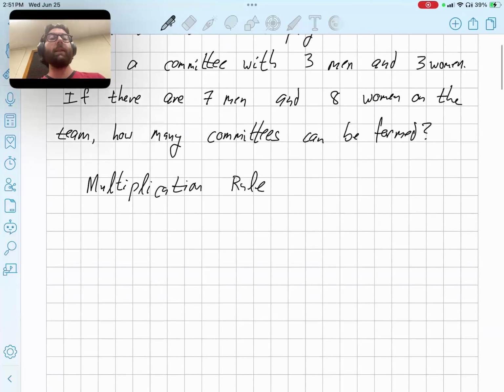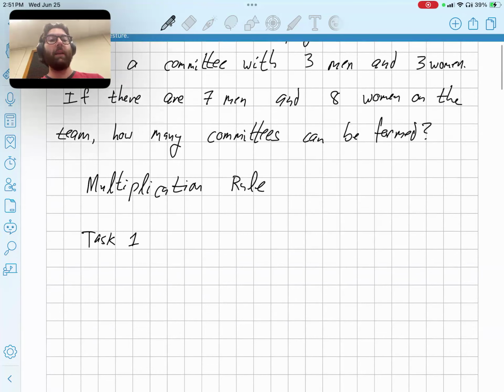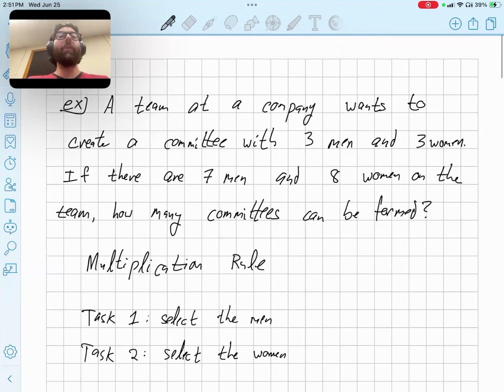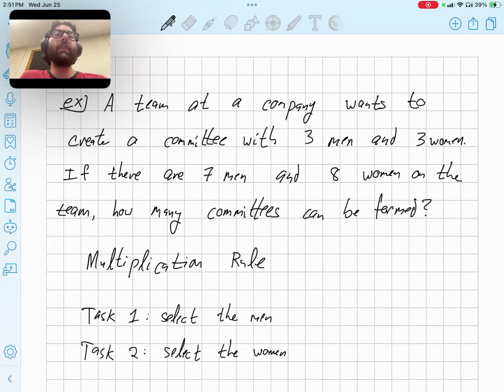And so here, task 1 might be select the men for the committee. And task 2, select the women. The multiplication rule says we find how many ways to do task 1, find how many ways to do task 2, multiply those numbers together, and we'll get the total number of ways to choose the men and the women.